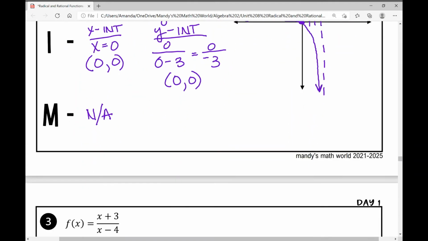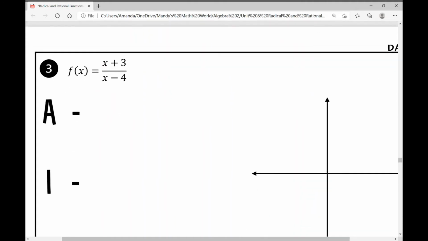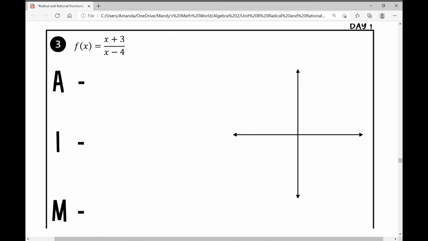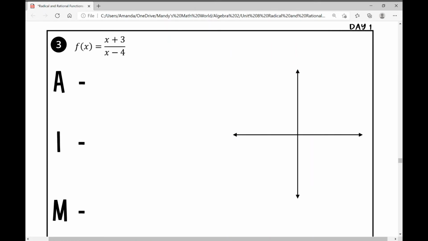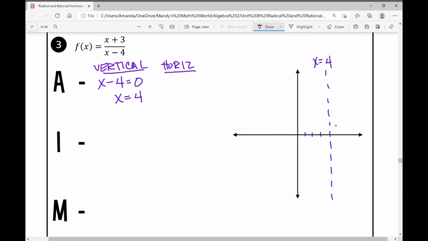Let's move on to example number 3. So example number 3 is another basic example, and we're adding a little bit each time. And let's look for our vertical and our horizontal asymptotes. So the vertical asymptote is the solution to the bottom. So I'm going to set x minus 4 equal to 0, and I'm going to solve for x, and I get x equals 4. So that's my vertical asymptote. X equals 4.